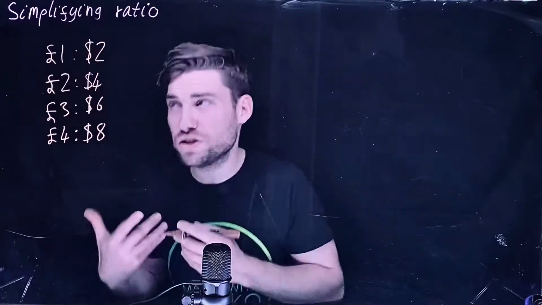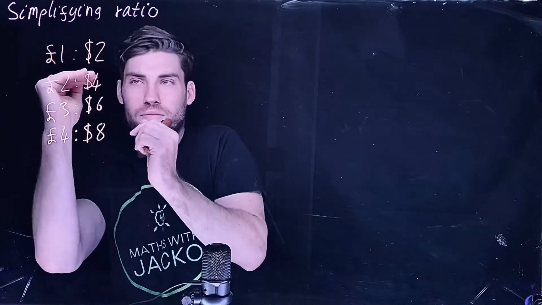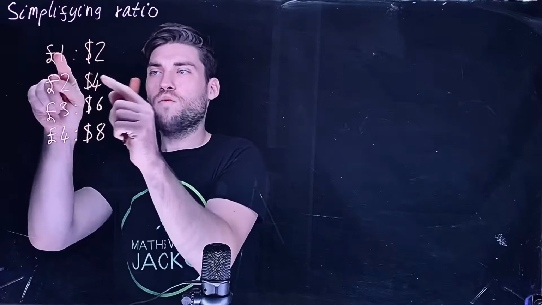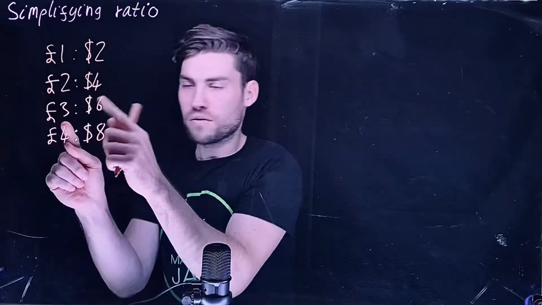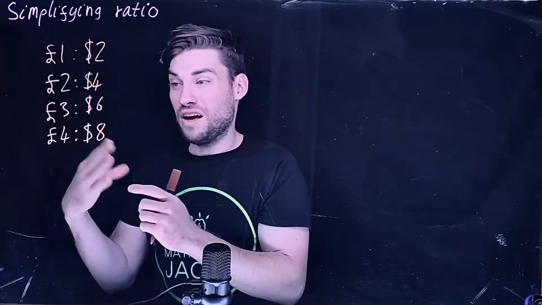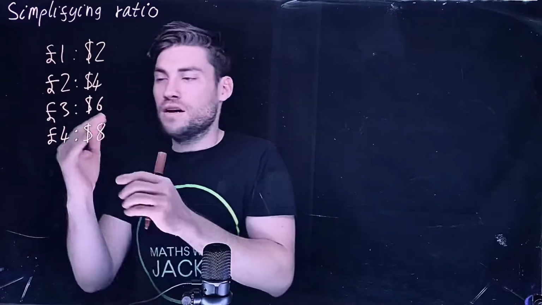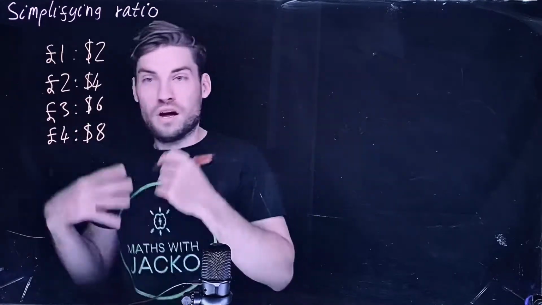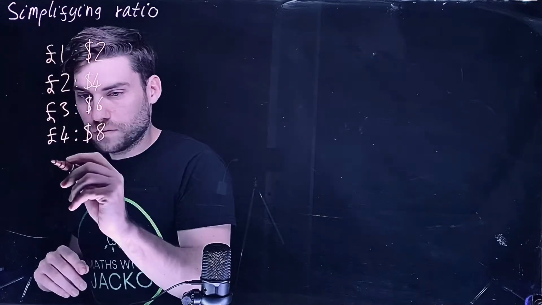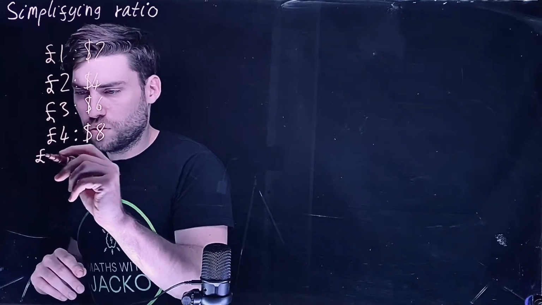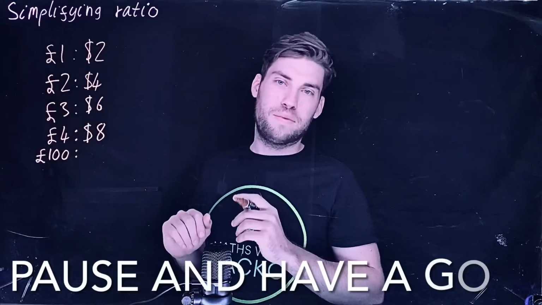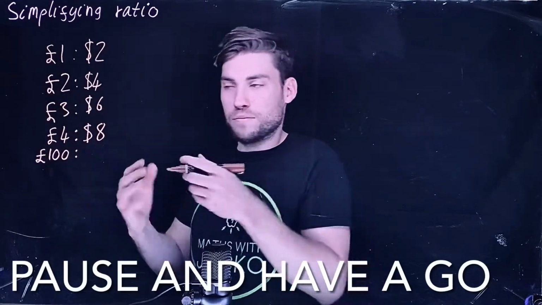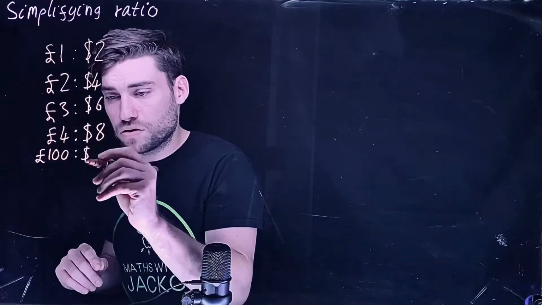So basically a ratio is when one thing goes up one amount, another thing goes up another. So every £1 you get $2, every £2 you get $4, £3, $6, £4, $8. And you know, that'll go on all the way. So £5 is $10. Let's do a bigger example. So let's say you've got £100, pause the video, what would that be in dollars? Okay, you should have paused the video, have a go, that would be $200.